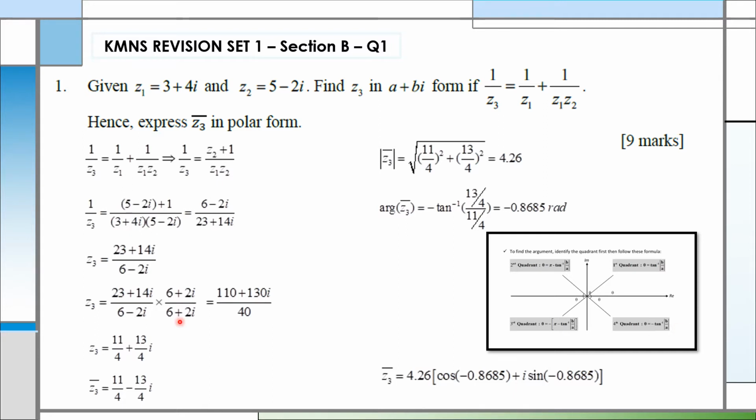And then when we find its modulus and also its argument, we can write Z3 bar in the form of r cos theta plus i sin theta, which is the polar form. So it is very important to write it in its polar form. Then you will get your final mark.